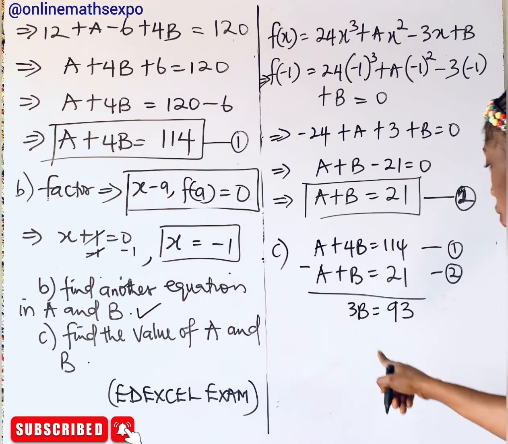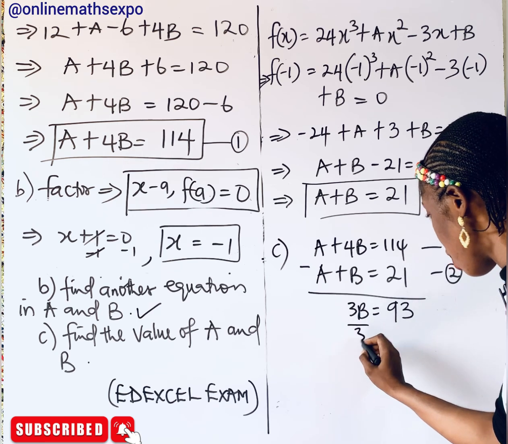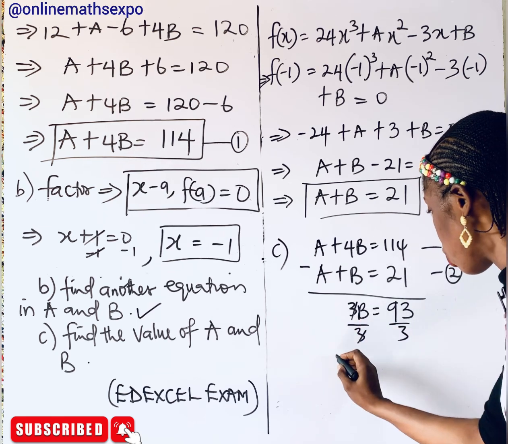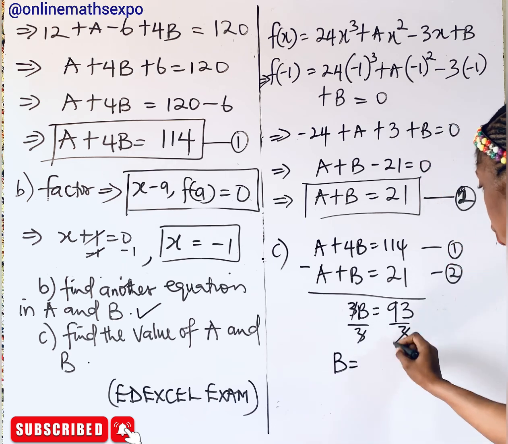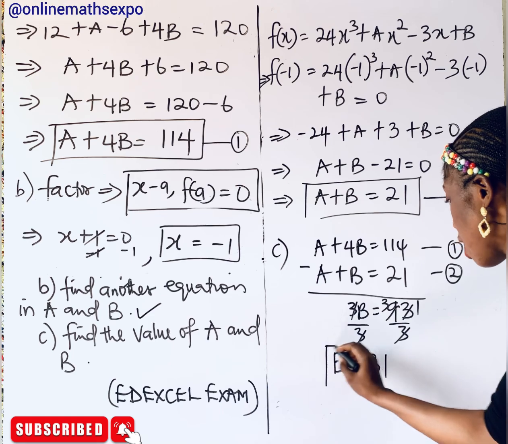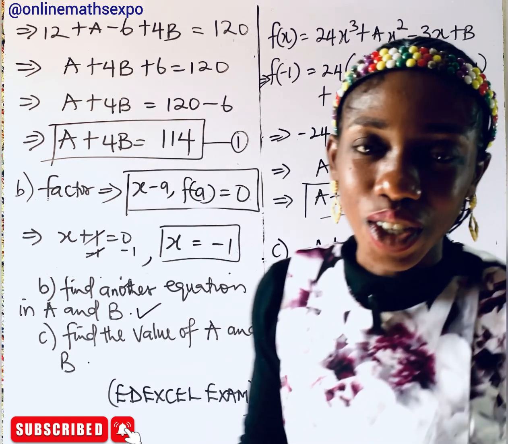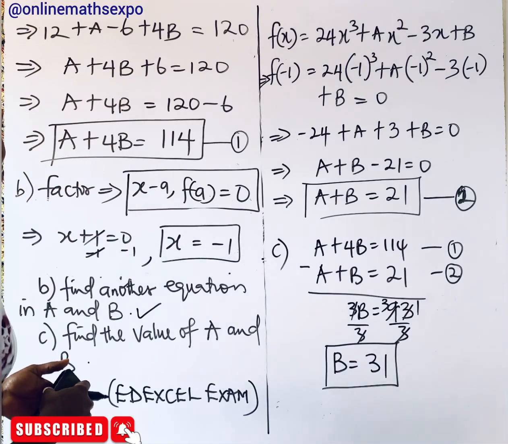So what do you do now? To get your b, you divide both sides by the coefficient, which is 3. So if you divide this, you are going to have b equals 93 over 3. 3 into 9 is 3, 3 into 3 is 1. So we have 31 as the value of b. Okay, now that we've gotten b, the next is to find the value of a.